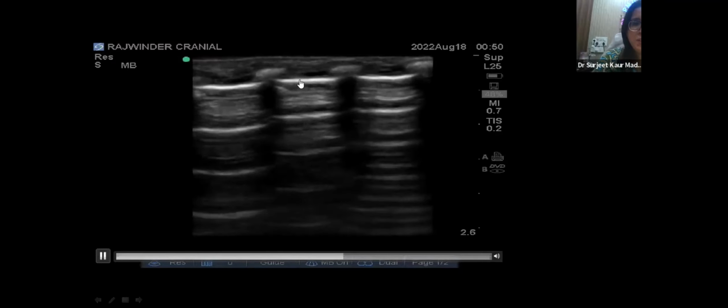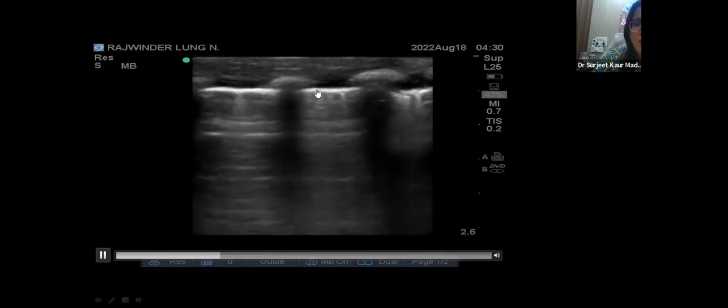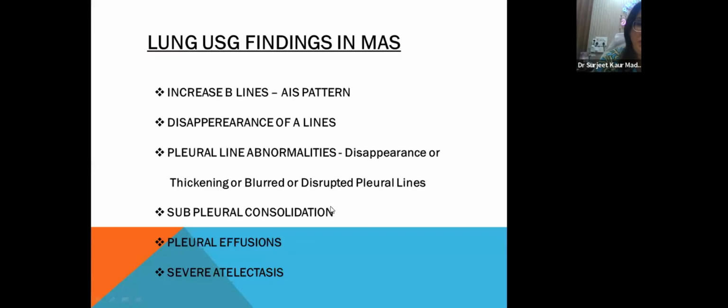There is absent lung sliding. There are no B lines, lung sliding is abolished, and there are A lines and no B lines. When you put an M mode on this, you get a barcode appearance. So this is a normal lung where you can see lung sliding, a few B lines, and there are A lines. In meconium aspiration, again the pleural line is obliterated and the A lines disappear.